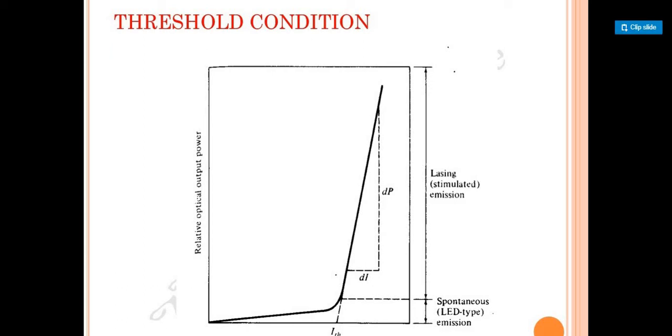As you can see here, we have a laser diode drive current, right? This is the relative optical output power, the output power we find when we see the laser and the optical power. To see the relation, we can use dI and dP. dI is the increase in the current, and dP is the stimulated emission. In the lasing region below threshold, the emission is the spontaneous LED-type emission. If you see the LED characteristics and the spontaneous characteristics, both are the same. But this graph is for the laser diode drive current.